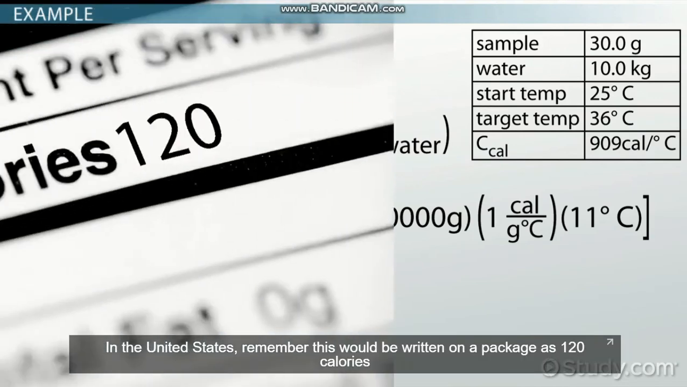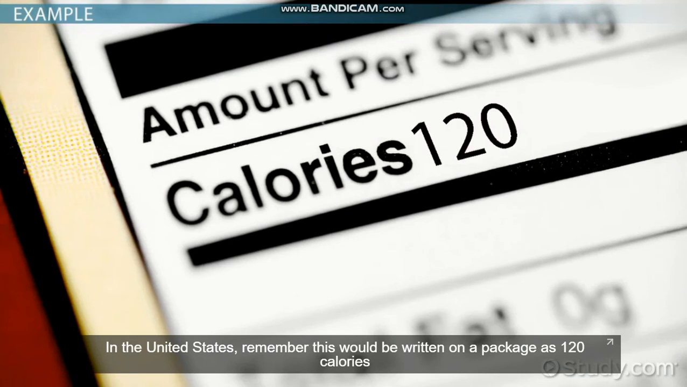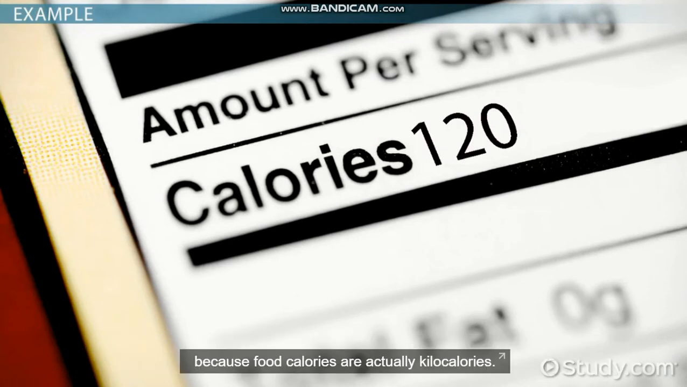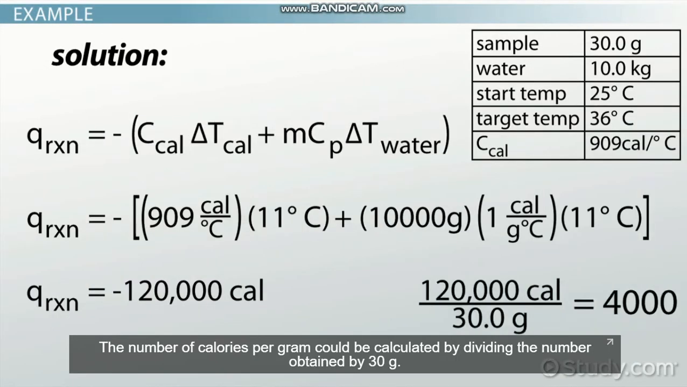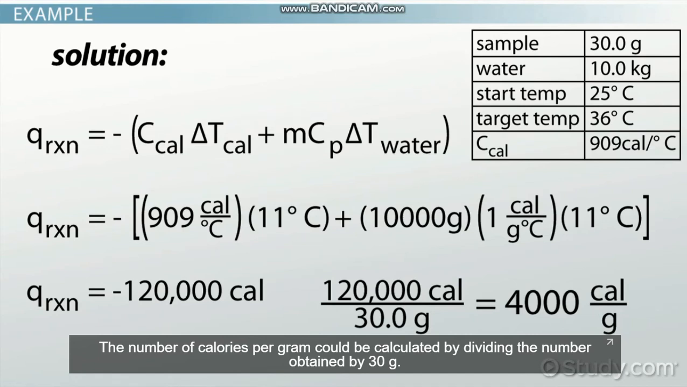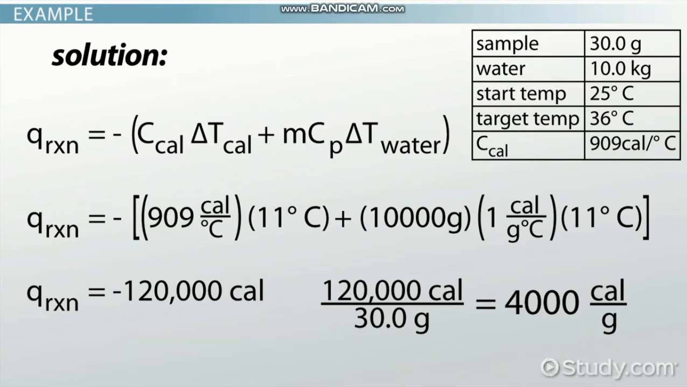In the United States, remember, this would be written on a package as 120 calories because food calories are actually kilocalories. The number of calories per gram would be calculated by dividing the number obtained by 30 grams. Then the number of calories of any size sample could be calculated by simple division and multiplication. As you can see, 120,000 calories divided by 30 grams equals 4,000 calories per gram.